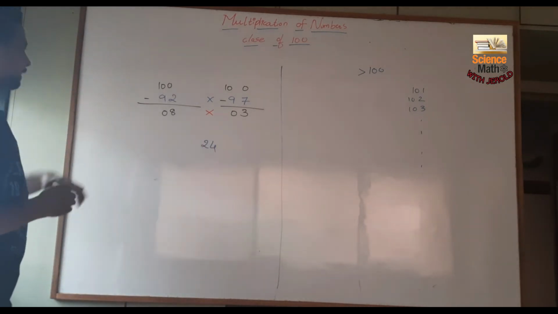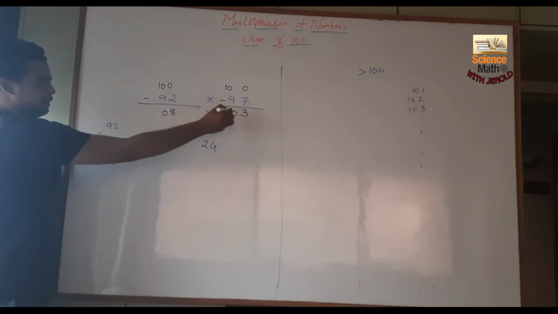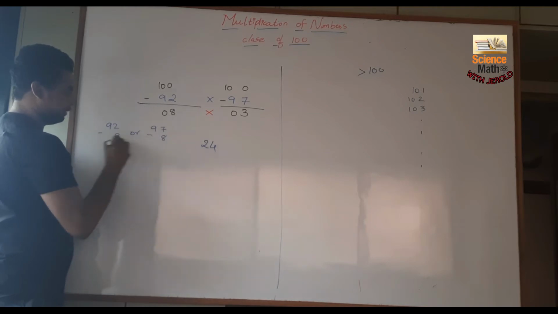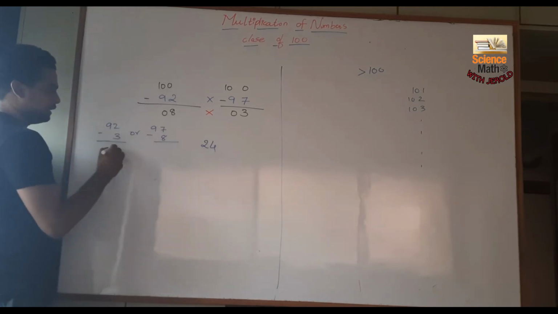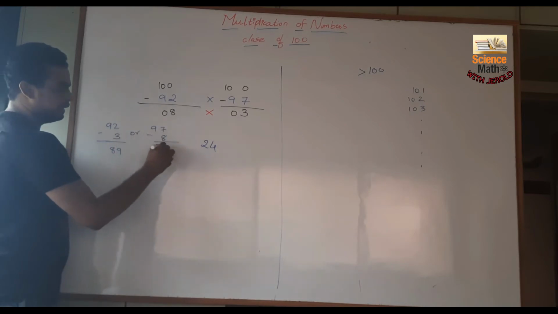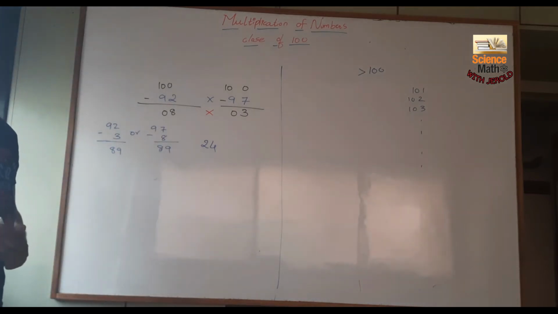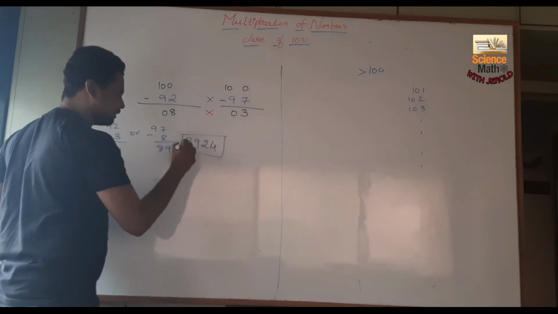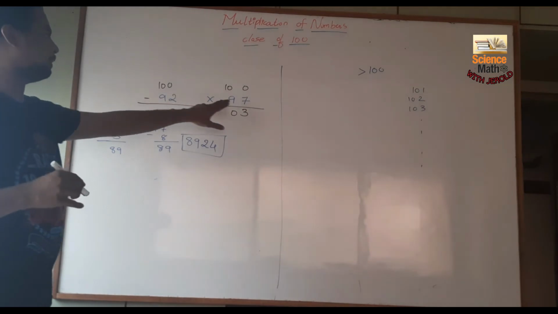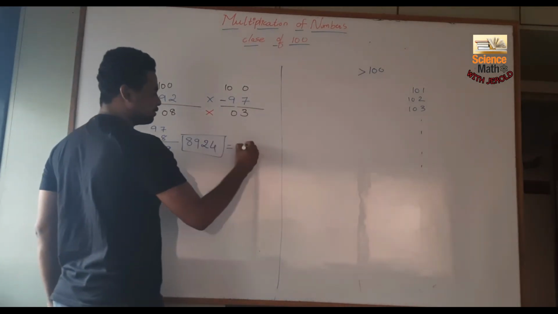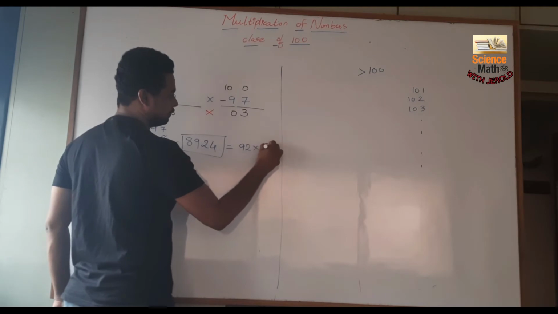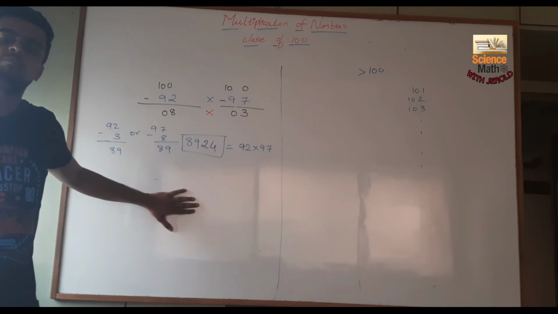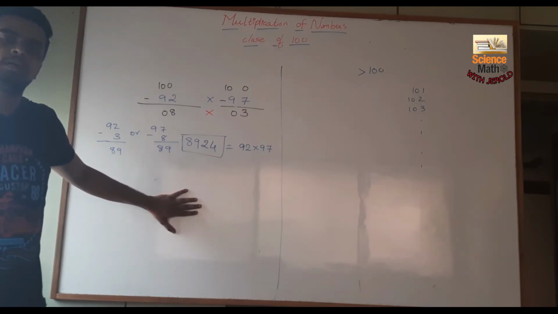Next I will subtract 3 from 92, or 8 from 97, which will give me the same answer, that is 89 or 89. Both the places I get the same answer, 89. So the first two digits are 89. This is my answer for the multiplication of 92 multiplied by 97. So 8924 is the product of 92 multiplied by 97. This is how we multiply numbers that are close to 100.